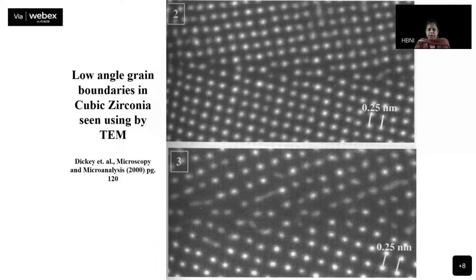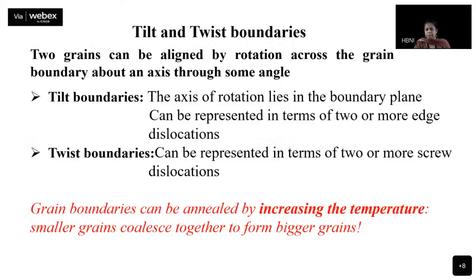And we just talked about low angle and high angle grain boundary. This is a typical, very high resolution figure of a low angle grain boundary in cubic zirconia, which is seen by TEM. As you can see here, if you concentrate here and here, these are actually the grain boundary and the two grains are separate. They are in different orientation. Let's not do tilt and twist grain boundaries.